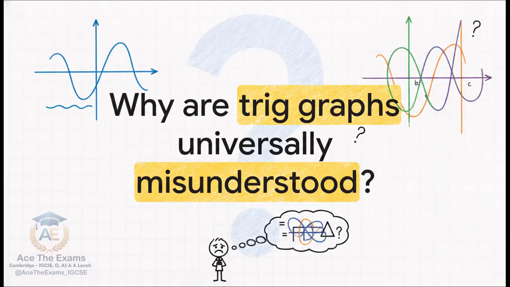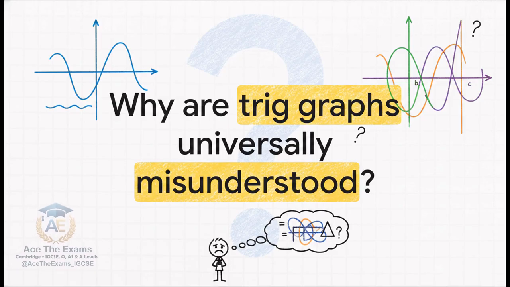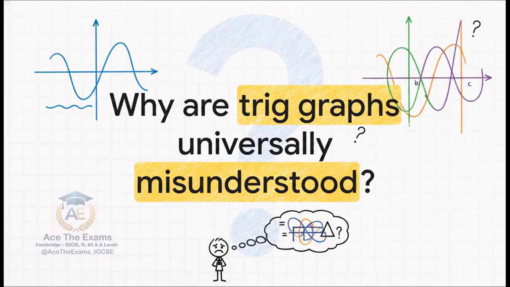To start, we have to ask a massive question. Why do so many candidates completely freeze when applying these specific graph concepts to unfamiliar contexts? It's a phenomenon Cambridge examiners see year after year.